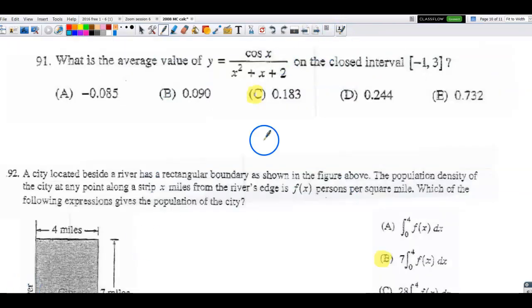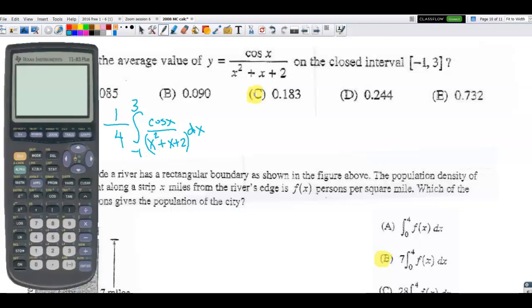Number 91. So in 91, we're looking at the average value of this function. So we're going to do 1 over b minus a. So that would be 1 over 3 minus negative 1, which is 1/4, times the integral from negative 1 to 3 of cosine x over x squared plus x plus 2. The most important thing in this problem is to make sure that you put your denominator in parentheses when you use your calculator.